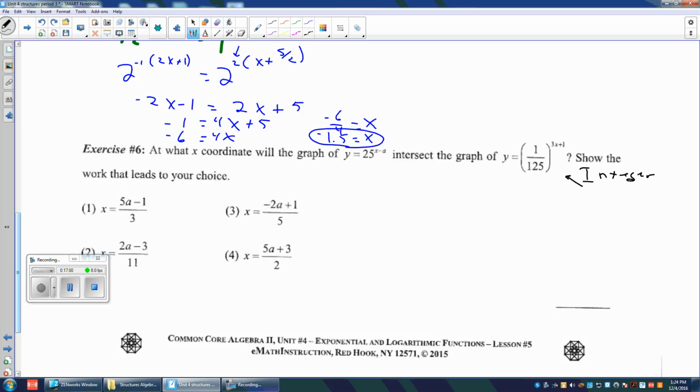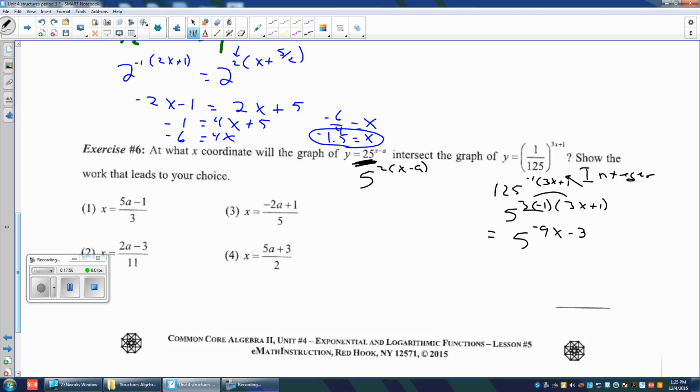So that is 125 to the negative 1 times 3x plus 1, and 125 is the same as 5 cubed. 5 cubed times negative 1 times 3x plus 1. Negative 3 times negative 1 is negative 3. Then I'm going to distribute negative 3. 5 to the negative 9x minus 3. Double check. Negative 3 times 3 is negative 9. Negative 3 times 1 is minus 3. There we go. This is 5 squared to the x minus a.